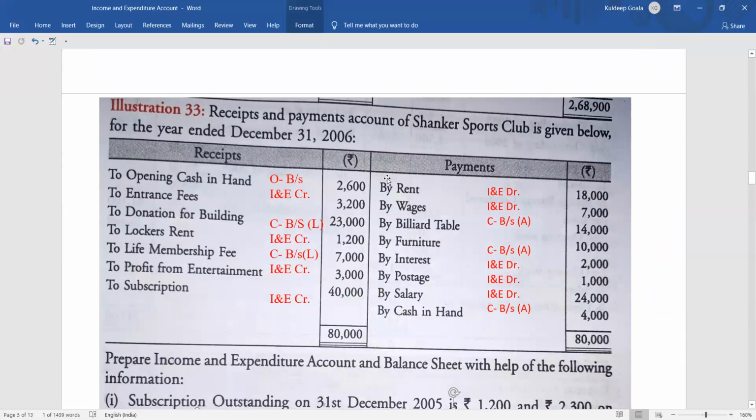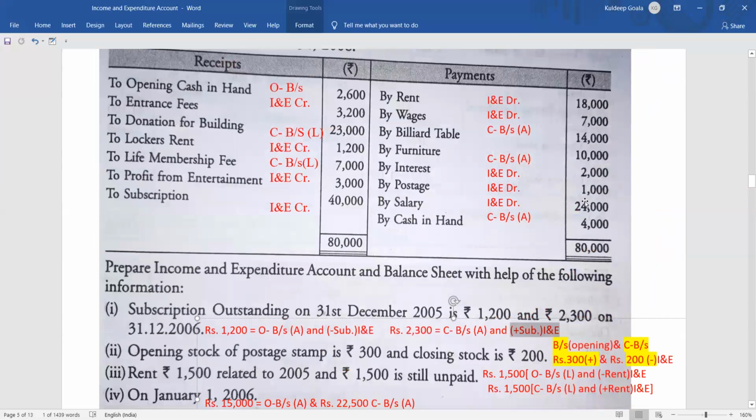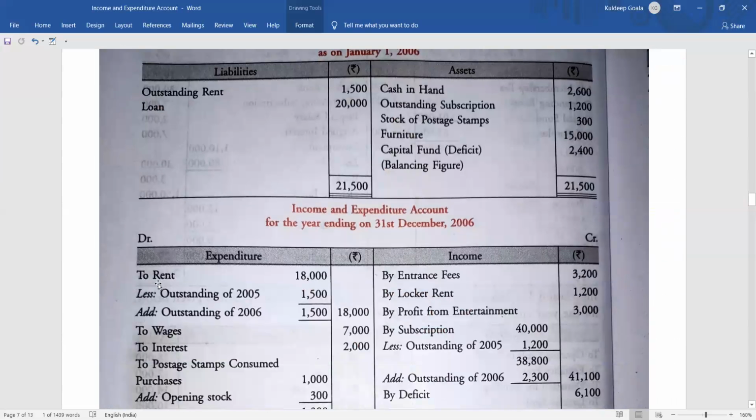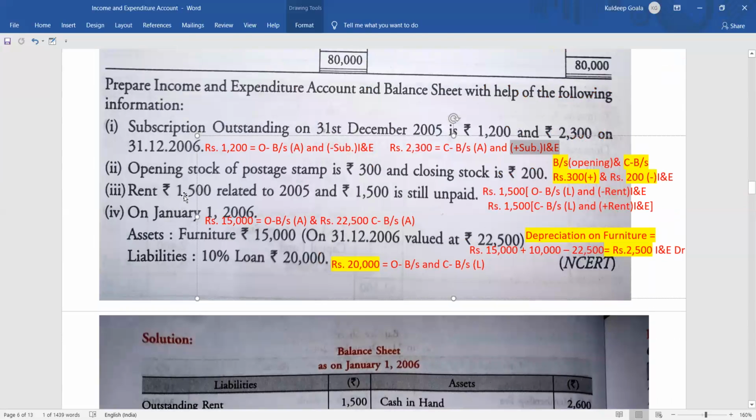First of all, we have got rent. So by rent, how much? 18,000. And there is an adjustment. So what is the adjustment? Let's put up the rent first. So to rent is 18,000. Now let's see what is the adjustment. Rent for 1,500. See here, 1,500 rupees of the rent will be deducted from the income expenditure account, and again 1,500 will be added in the income expenditure account. I'm repeating why, because 1,500 is relating to 2005, whereas again 1,500 is unpaid.